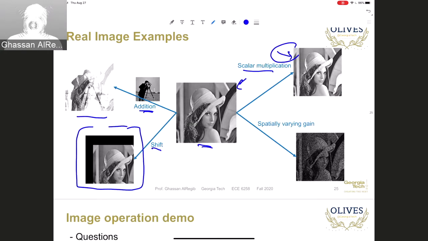Or you have a spatially varying gain. This is simply, you can just have a random generator of white Gaussian noise, and then you add it, depending on the location of the pixels. So you generate a noisy image as in this case.